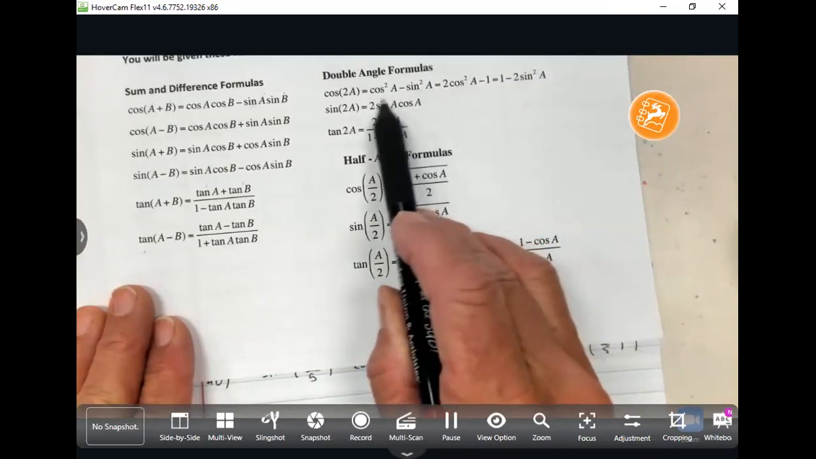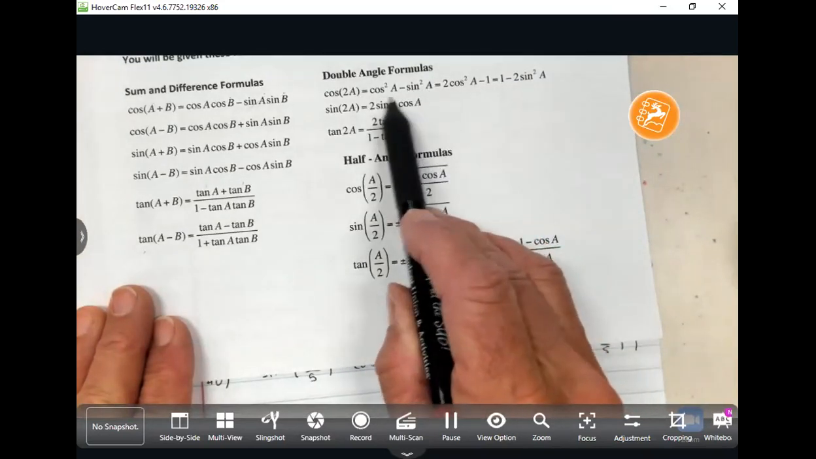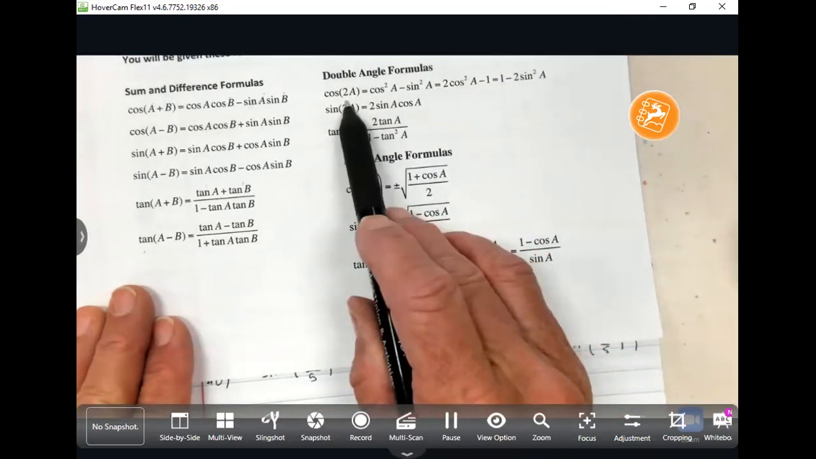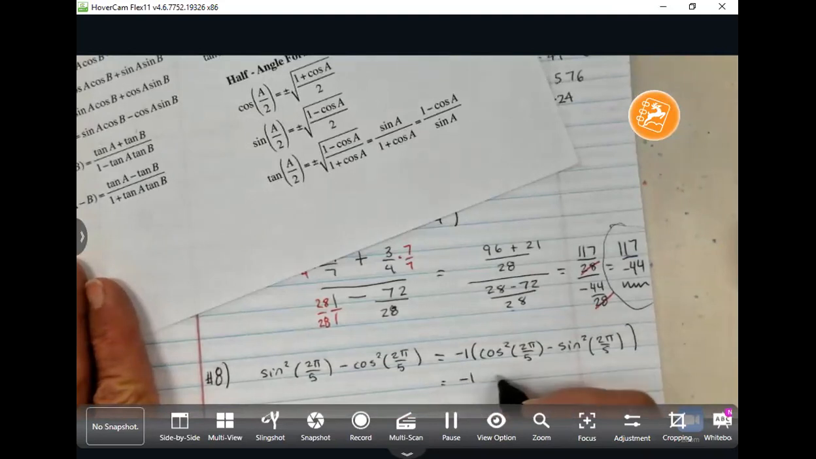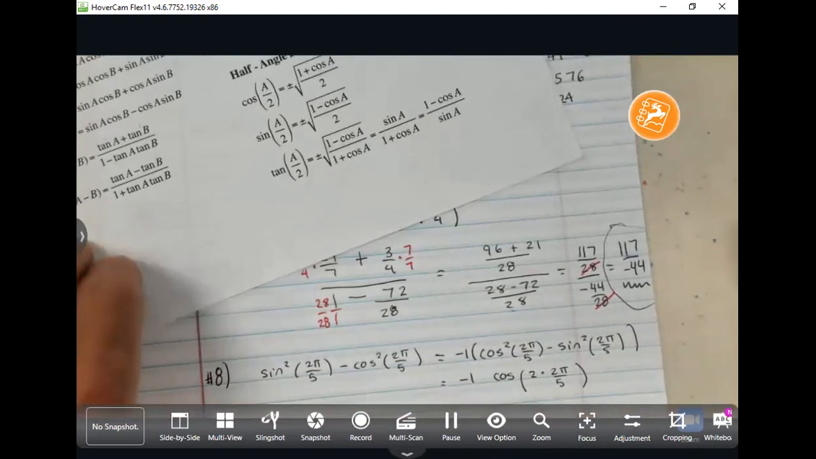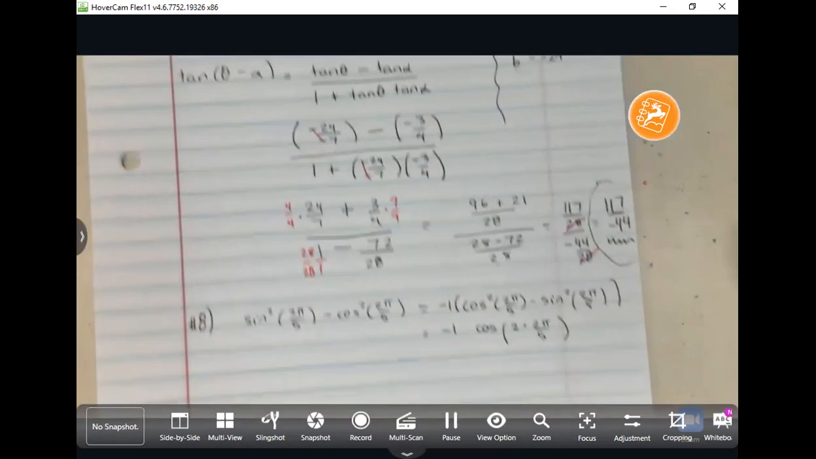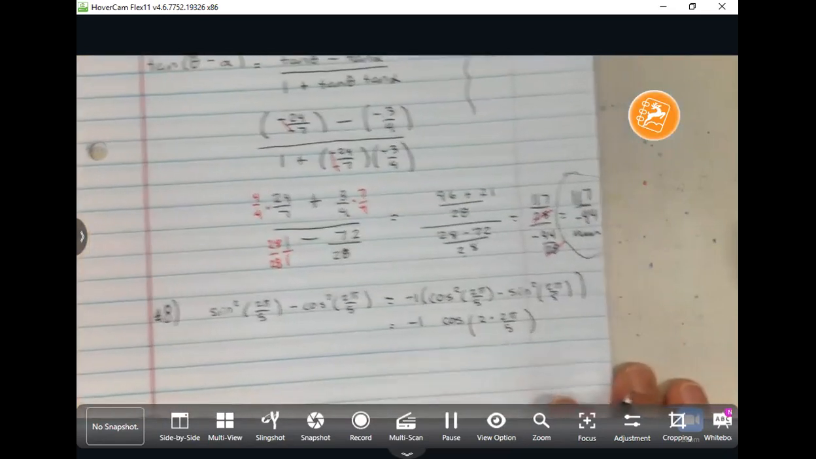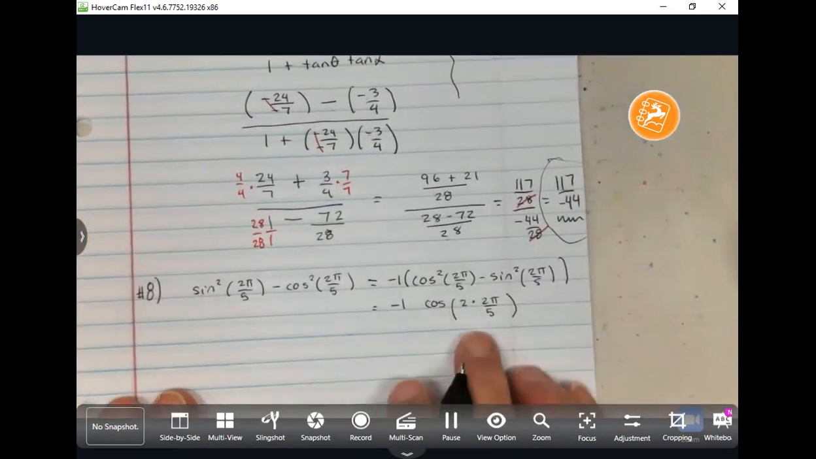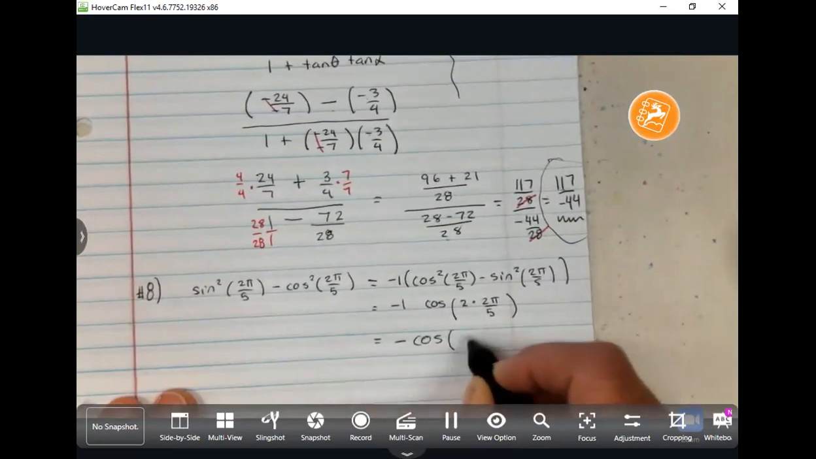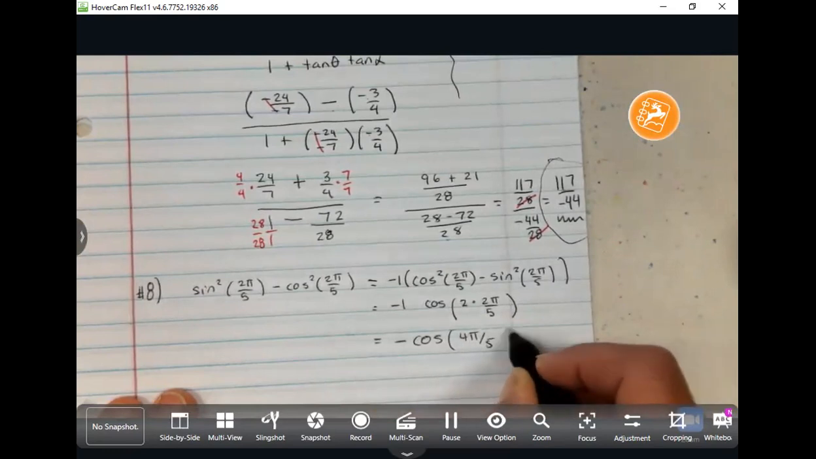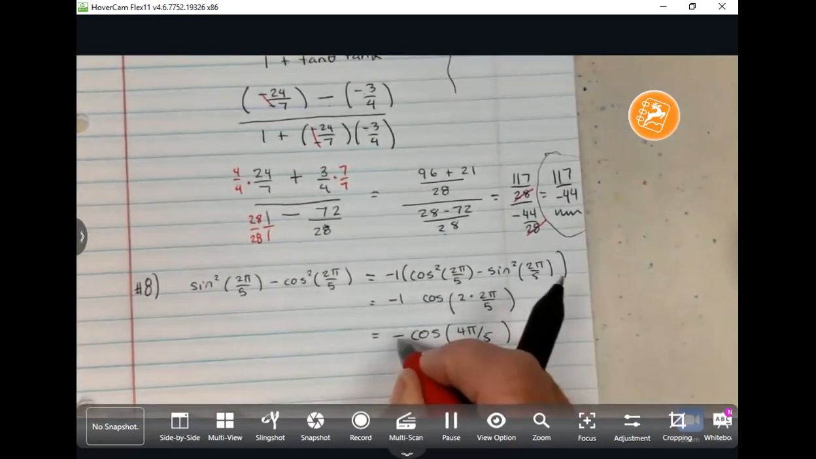So the difference between the sine and cosine squared of a single angle can be written as just the cosine of twice that angle. So now inside the parentheses, I'm going to have the cosine of twice that angle. Better? And so when I double that angle, I get 4 pi over 5. And I believe on the answer key, I left off the minus sign. So it's supposed to be there.